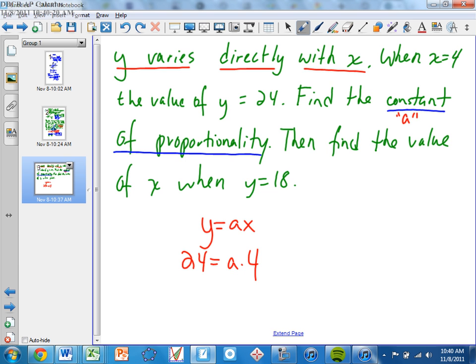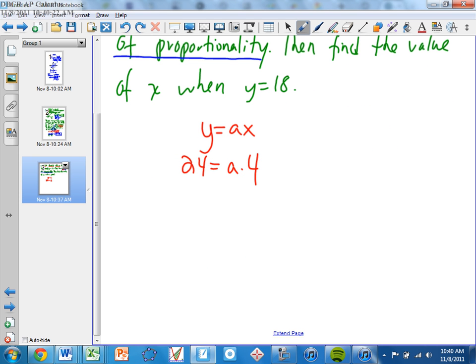So it says find A. All right, well find A. What do we get? Okay, so what's A? Okay, because we got 24 over 4.